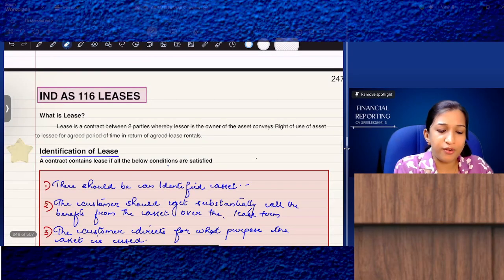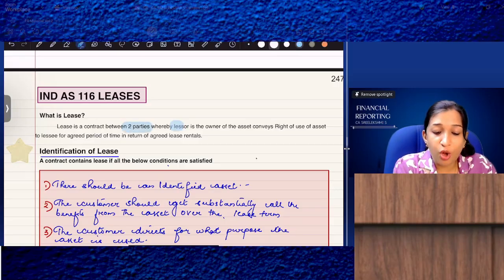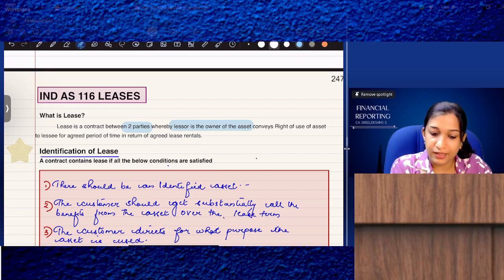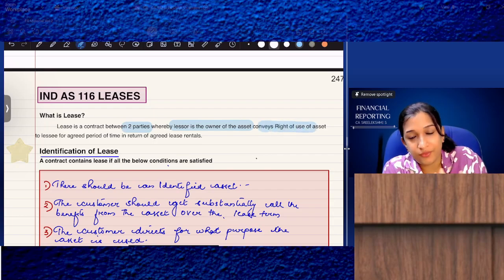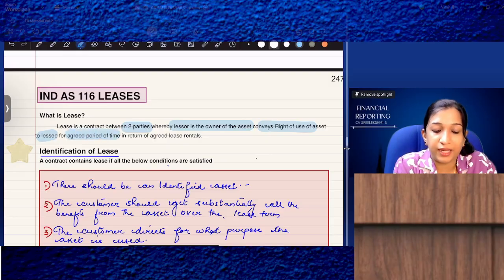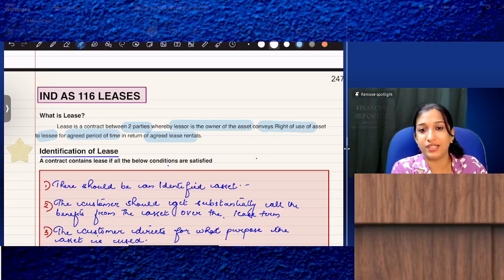A lease is a contract between two parties, lessor and lessee, whereby the lessor, who is the title owner of the asset, conveys the ROU asset, the right of use of the asset, to the lessee for an agreed period of time in return for agreed lease rentals. We already know this.